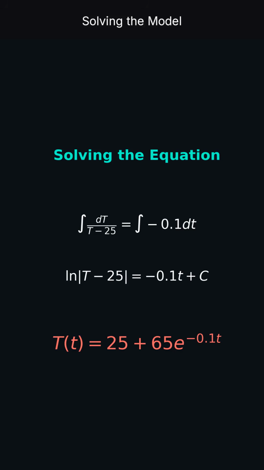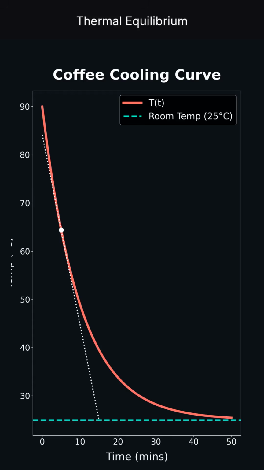For example, if you place hot coffee in a 25-degree room, integration gives us a specific temperature function that perfectly predicts how the heat dissipates over time. Plotting this solution makes the behavior crystal clear. The temperature drops dramatically at first when the coffee is piping hot, but as it gradually approaches the ambient room temperature, the tangent lines flatten out. The slope approaches zero as it reaches thermal equilibrium.